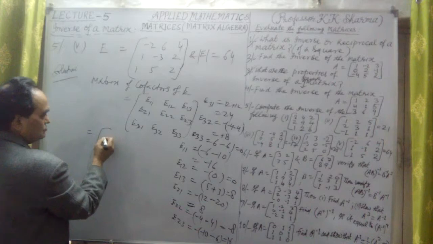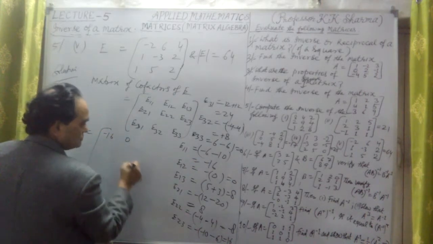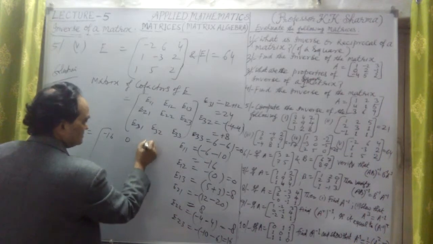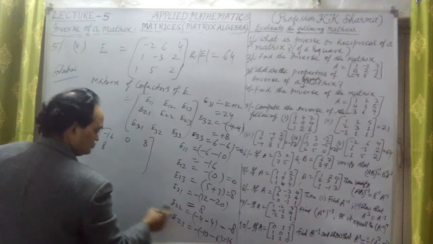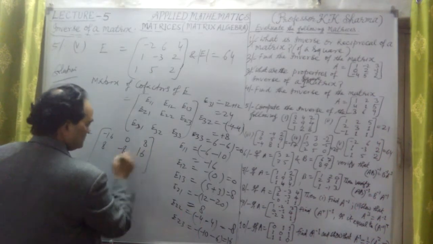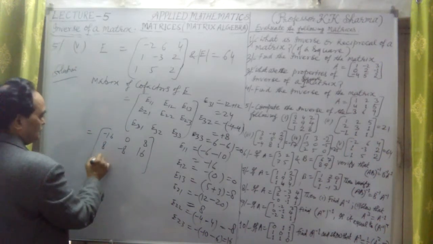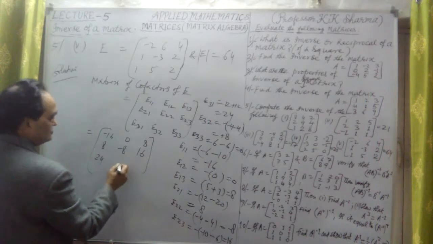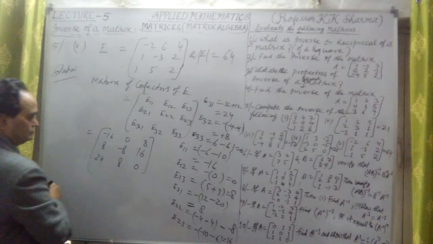This is E11 is minus 16, E12 is 0, E13 is 8, E21 is 8, E22 is minus 8, E23 is 16, okay, and E31 is 24, E32 is plus 8, E33 is 0.